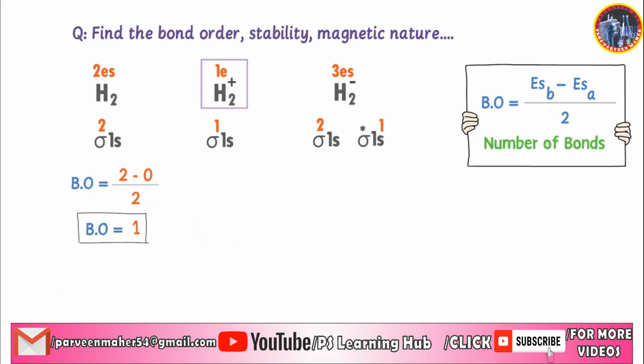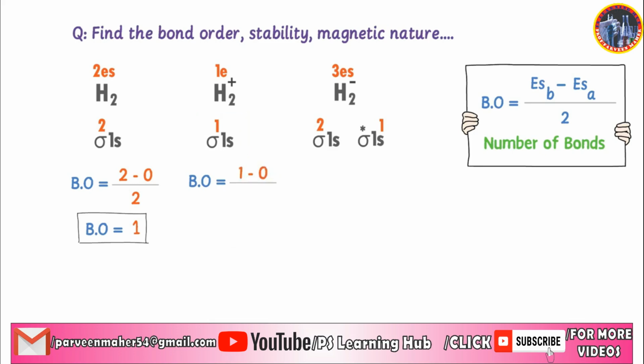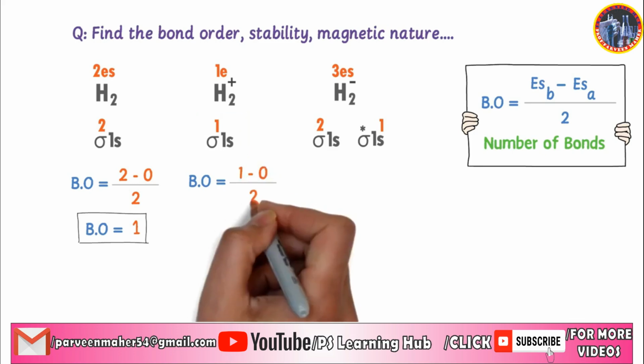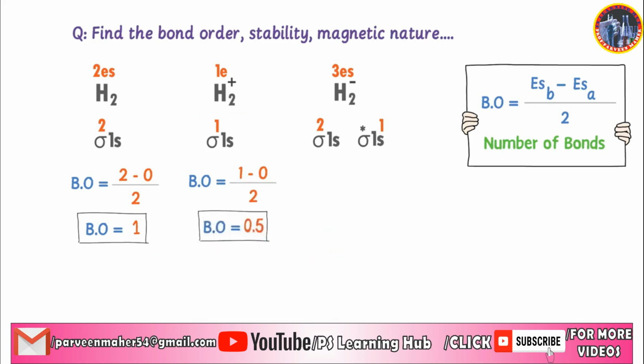In case of the H2 positive ion, bond order is equal to 1 electron in the bonding molecular orbital and no electron present in the anti-bonding orbital, so minus 0, divided by 2. So the bond order of the H2 positive ion is 0.5.